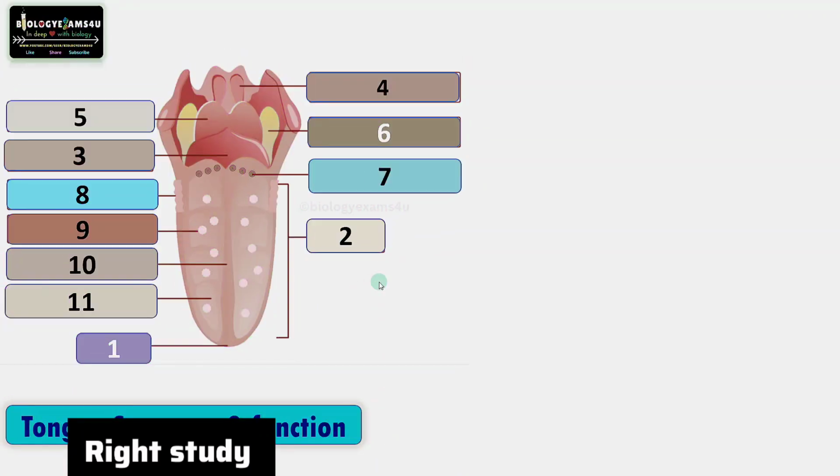Hi friends, in this video let us understand tongue structure and function within 5 minutes.